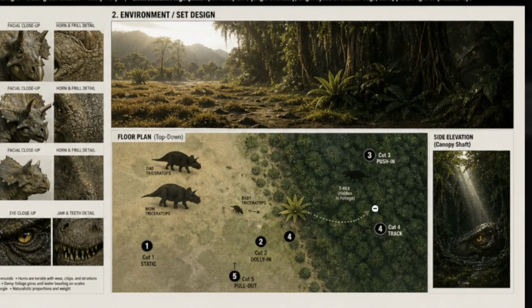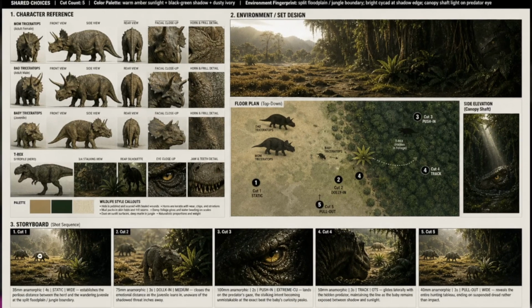We have the environment exactly the way I envisioned it. We have the placement of the trikes and the baby trike where I wanted them to be, where they're a little out of position from the baby. And we have the T-Rex in the dense forest right up against the tree line. And the baby doesn't know the T-Rex is there. So it's an absolutely perfect setup.